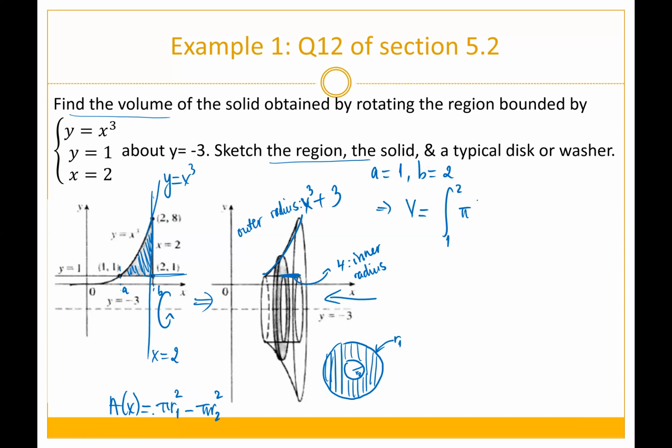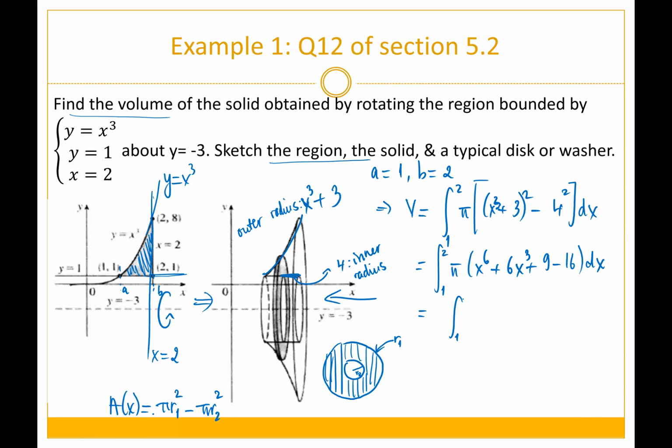So in this case, you have pi times (x cubed plus 3) squared, that's the outer radius, minus 4 squared, the inner radius, dx. And so we're going to solve this. Let's see what it gave us: x to the 6 plus 6x cubed plus 9 minus 16 dx. So it's going to give us x to the 6 plus 6x cubed minus 7 dx. And this should be easy to find.